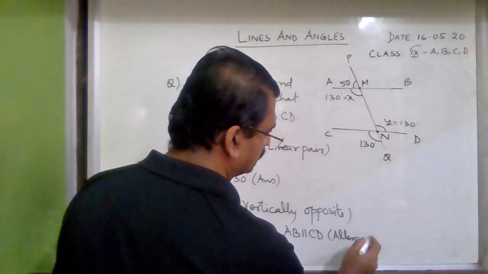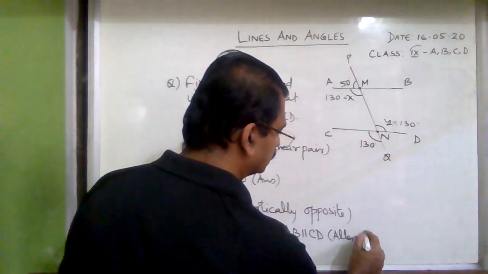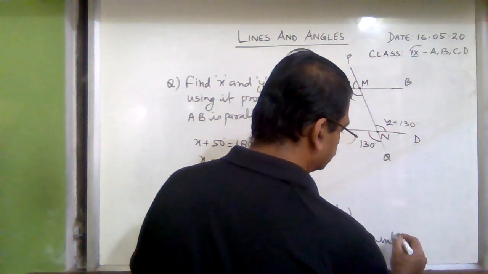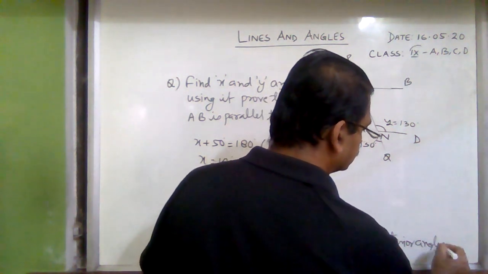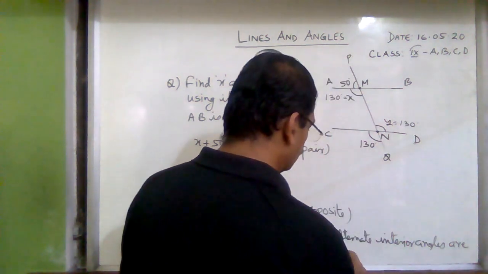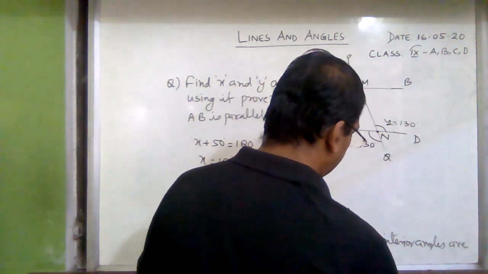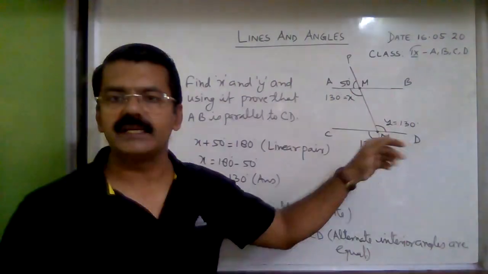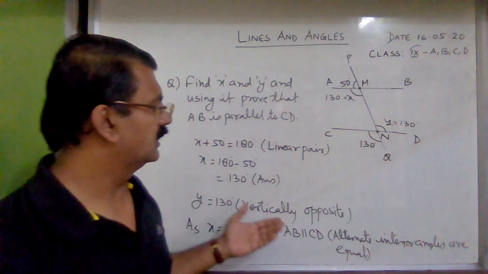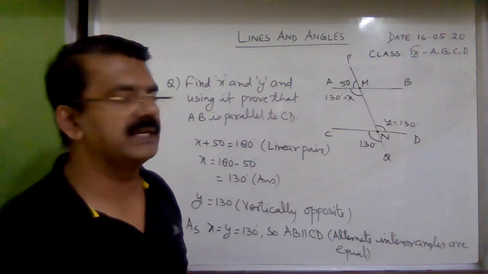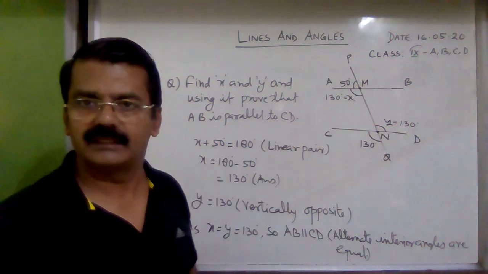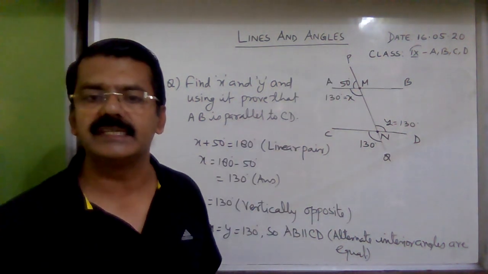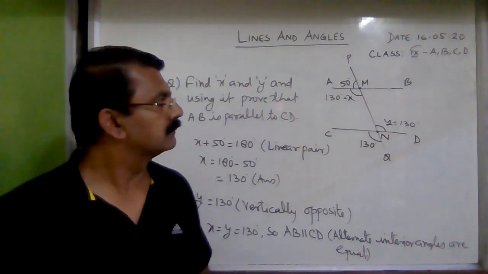alternate interior angles are equal. As the alternate interior angles are equal, so the two lines AB and CD are parallel. Clear? As the alternate interior angles are equal, so line AB and line CD are parallel. Clear?